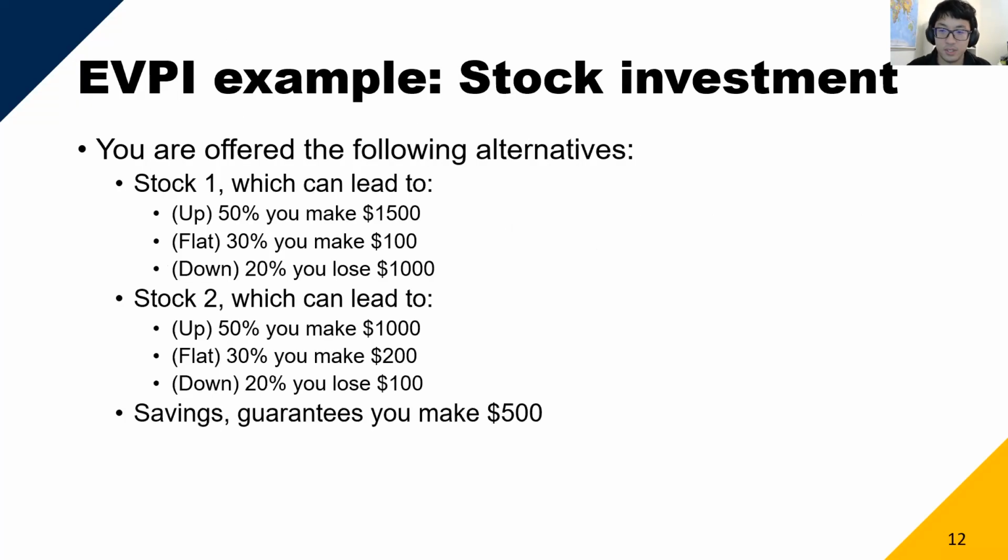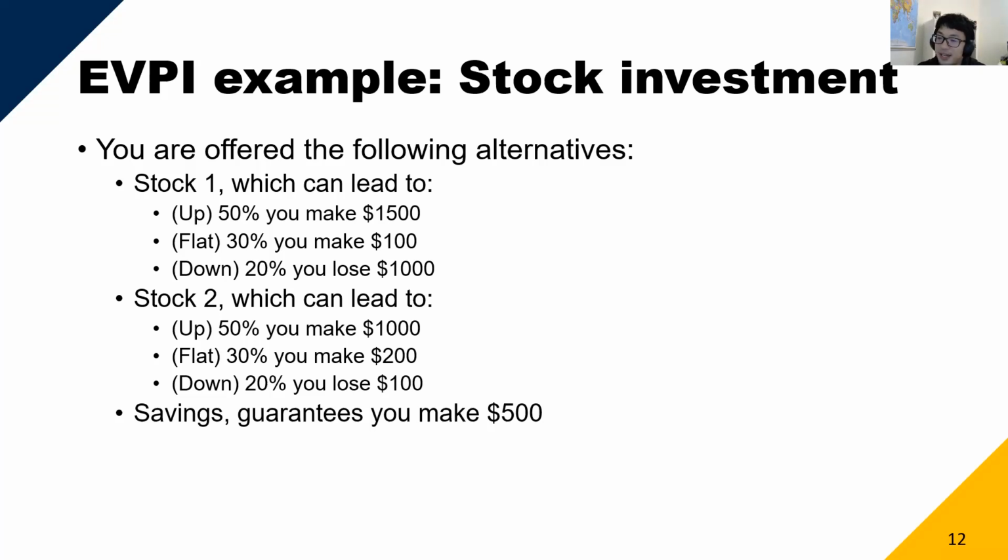And so let's take a look at this particular problem. So we have this sort of possibility of looking at sets of stocks. You are offered the following alternatives. You can buy stock one, and that can lead to 50% of the time, you make $1,500, 30% of the time, you make $100, and then 20% of the time the stock goes down and you lose $1,000. In comparison to stock two, 50%, $1,000, 30%, $200, and 20%, you lose $100.